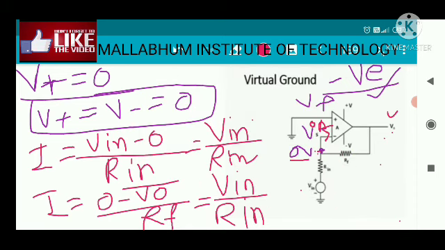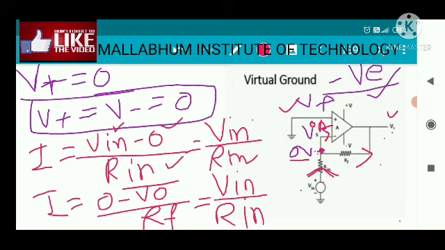So as this point potential is 0 volt, this point potential is also 0 volt. So whatever current is flowing through this, current will be flowing through this. The equation for the current flowing through this terminal to this terminal, V in, higher potential to lower potential, so V in minus 0 divided by R in.